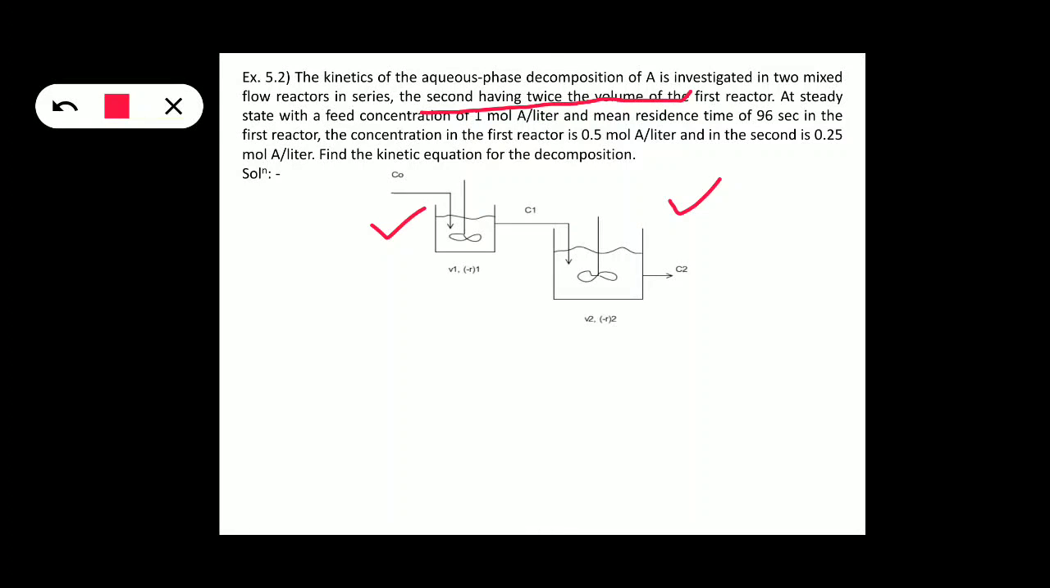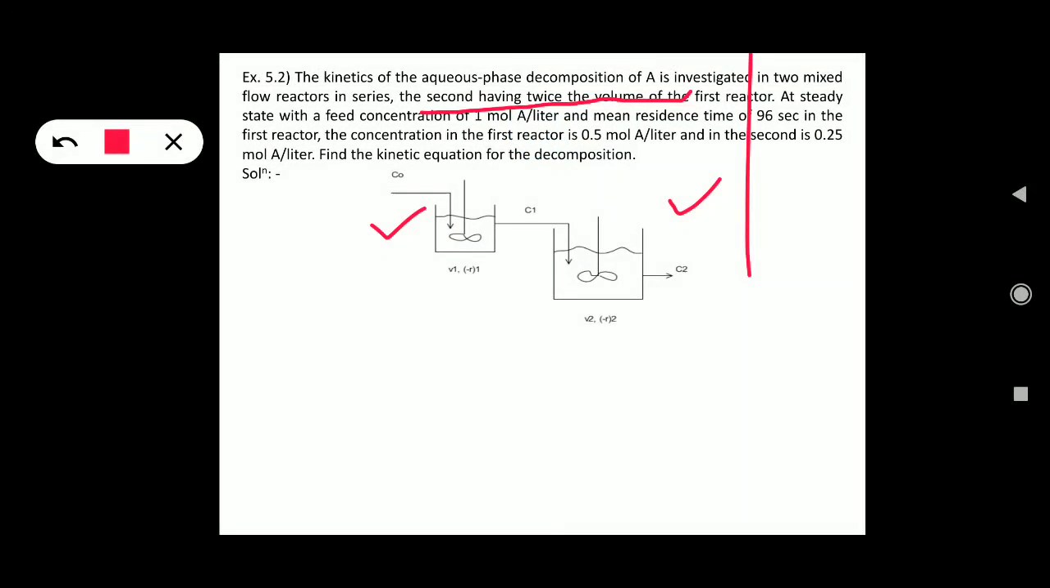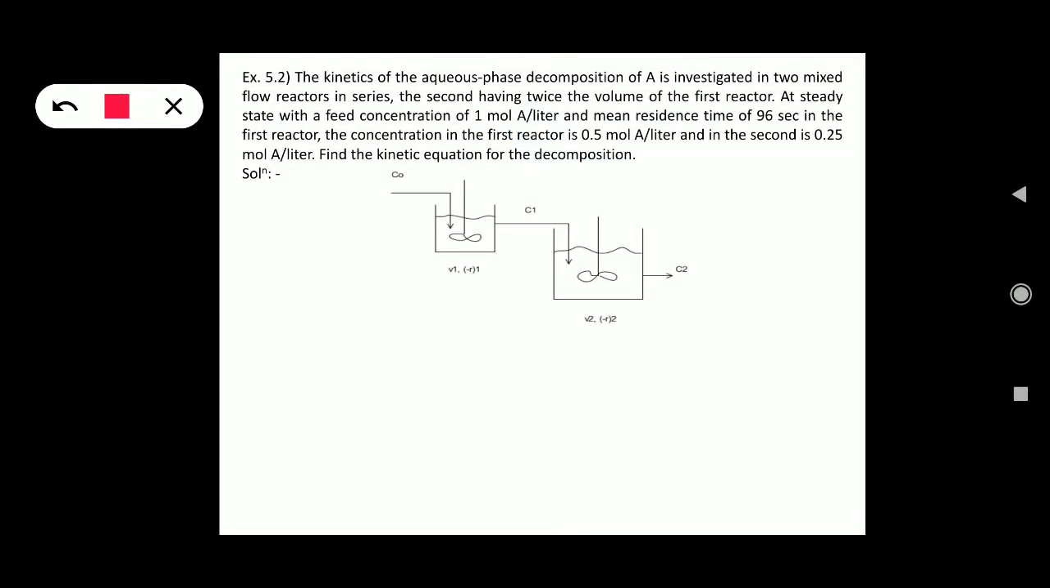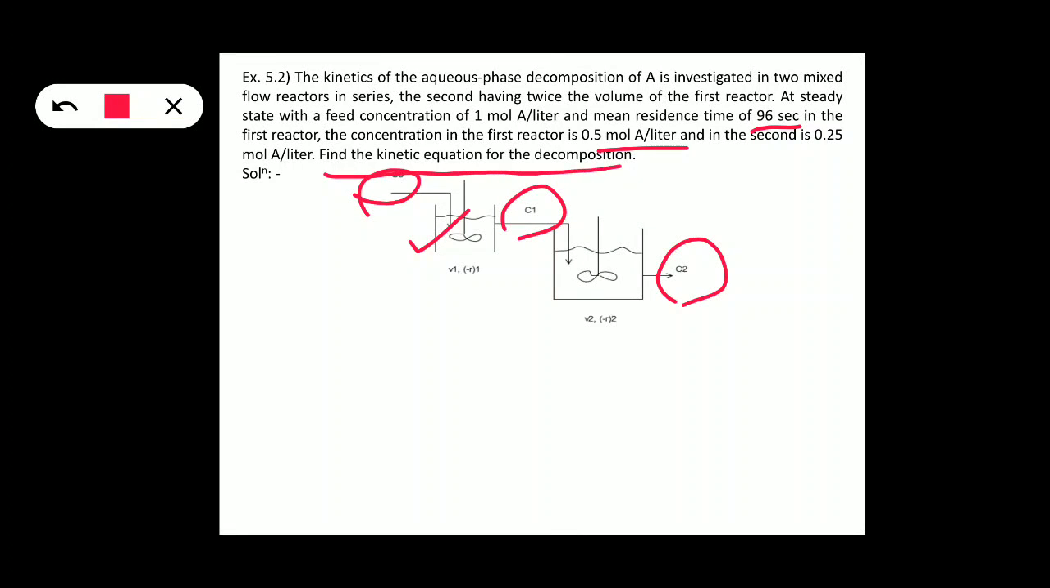At steady state means inlet and outlet volumetric flow rate remain the same. What they have mentioned is that the feed concentration is 1 mole of A per liter, means C0 value is given, and mean residence time of 96 seconds, means tau 1 is given for reactor 1. The concentration in the first reactor is 0.5 mole of A per liter, means the value of C1 is given, and in the second reactor it is 0.25, means the value of C2 is also given. Based on this data, we want to find the kinetic equation for decomposition.